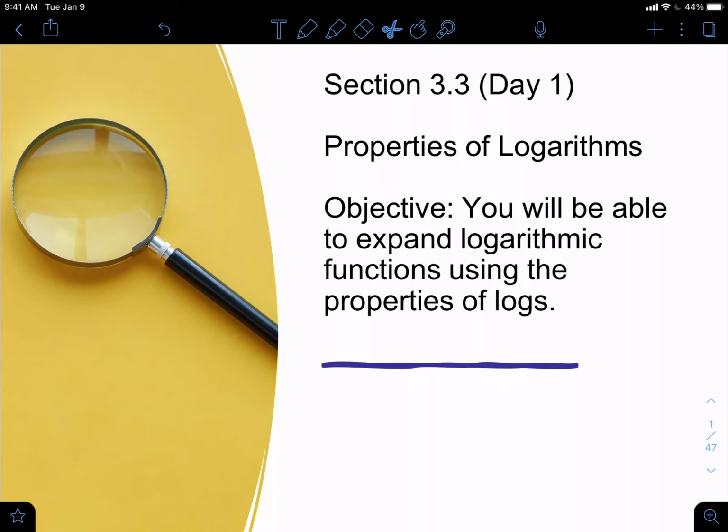Today we're going to be talking about section 3.3. This is going to be our first day on it. We're going to spend a couple of days. So we're talking about properties of logarithms. Our objective today is that you're going to be able to expand logarithmic functions using the properties of logarithms.